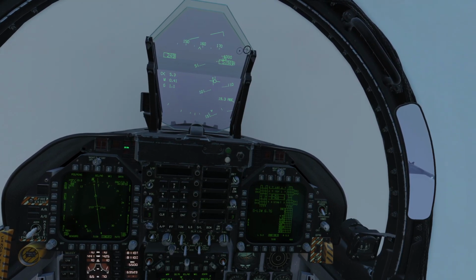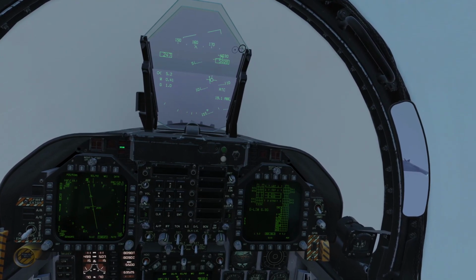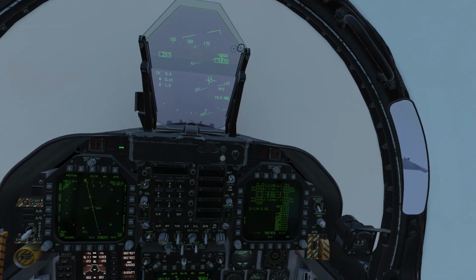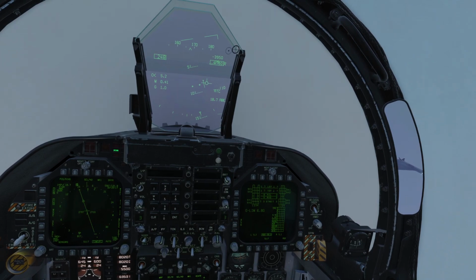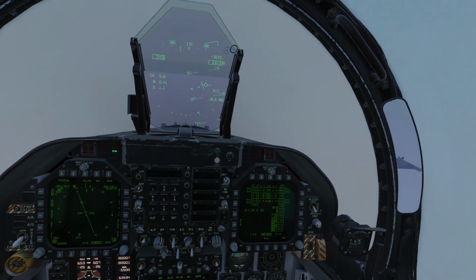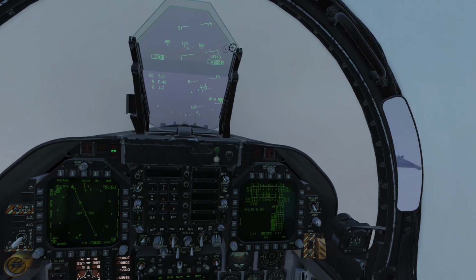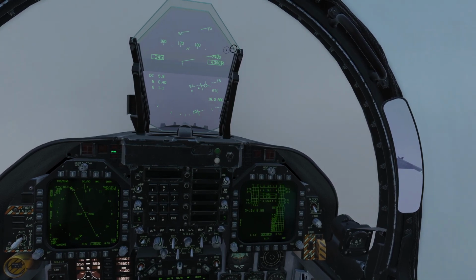Marshal 407 commenced on time, platform, state 8.1. Altitude. Altitude. Roger 407, final bearing 091, switch button 2.